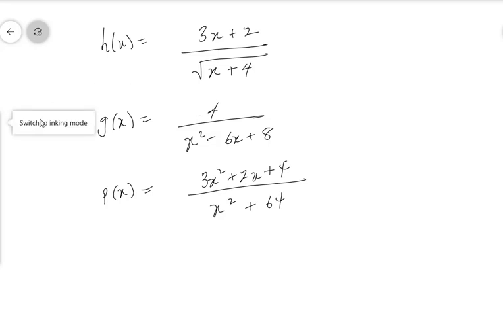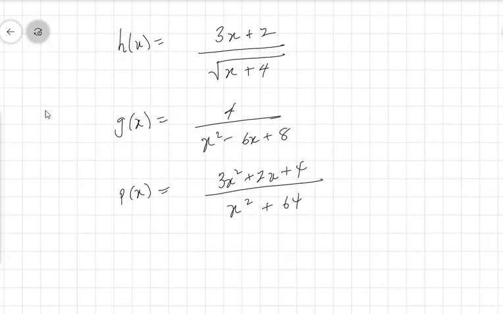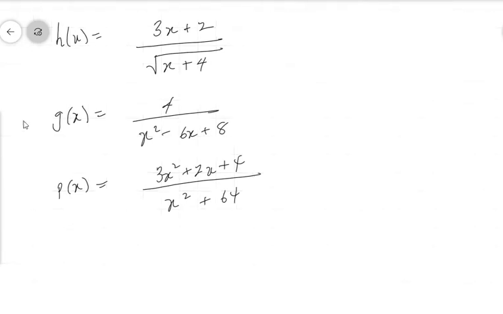Let's try to solve the previous questions, and we continue from there. Now we have three functions to find the domain of, and from the previous knowledge, to find the domain of a function, the domain consists of all possible numbers of x that are going to make the function defined. So we exclude all numbers that are going to make this function undefined.